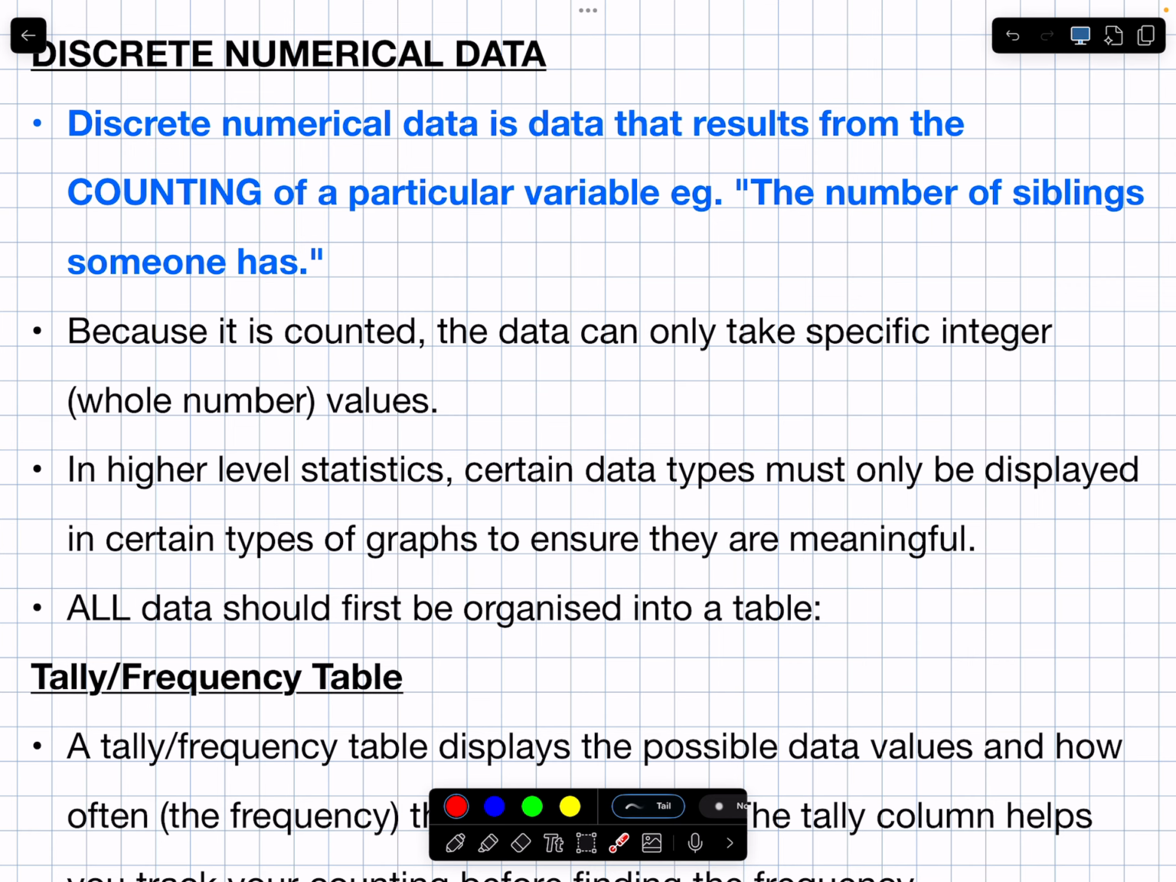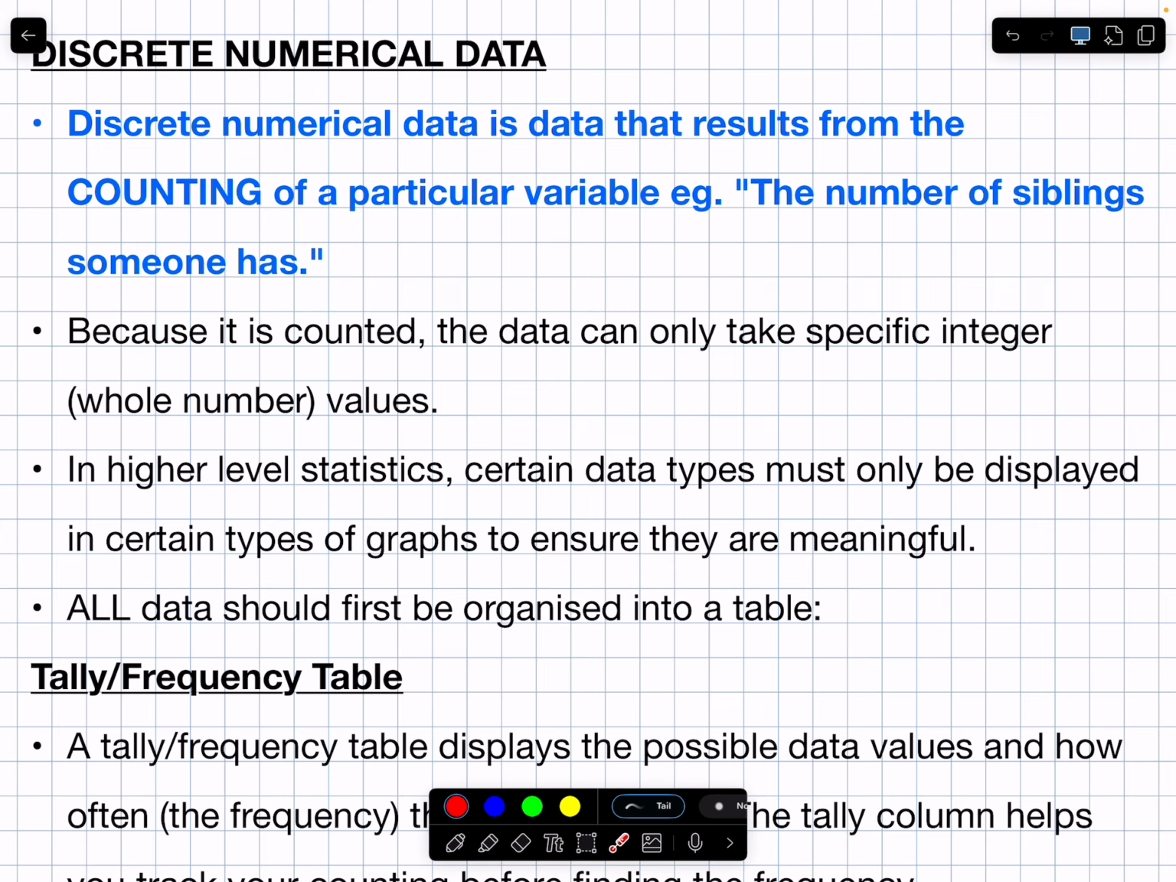In higher level statistics, certain data types can only be displayed in certain graphs. I don't know if you've had it previously where your teacher said that a graph must only show a certain kind of data. You probably did pie charts for everything. No. Only certain types of graphs for certain types of data.